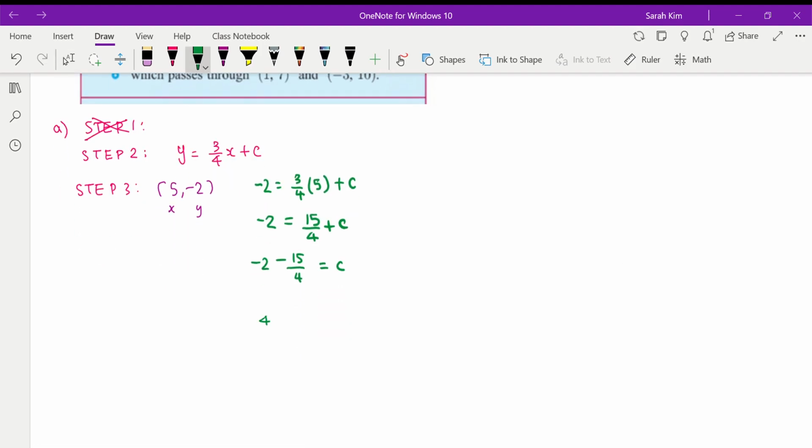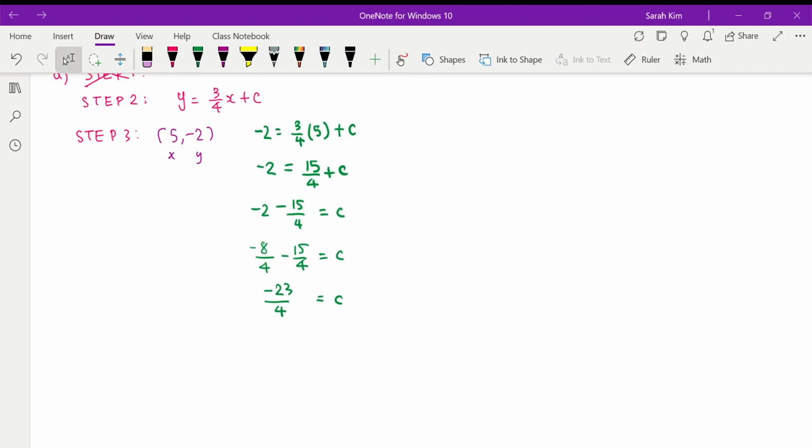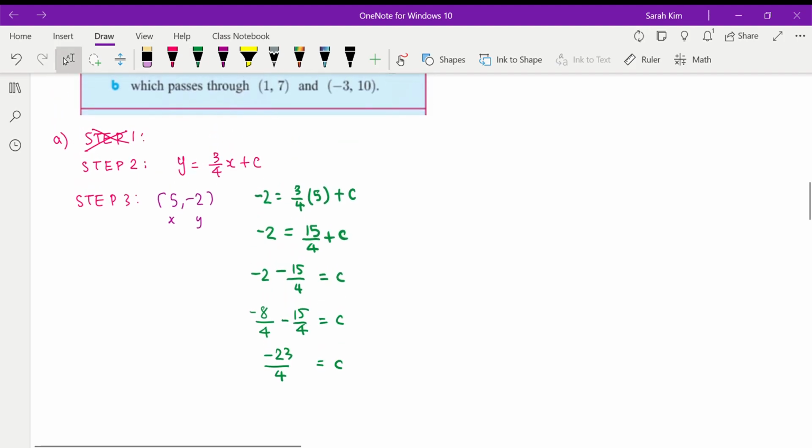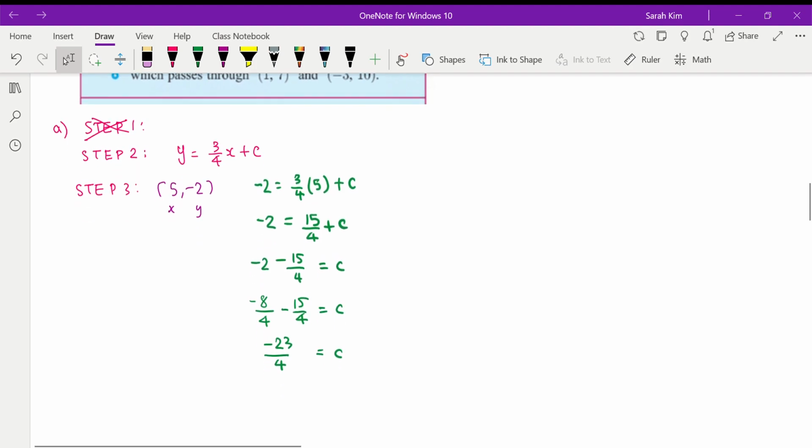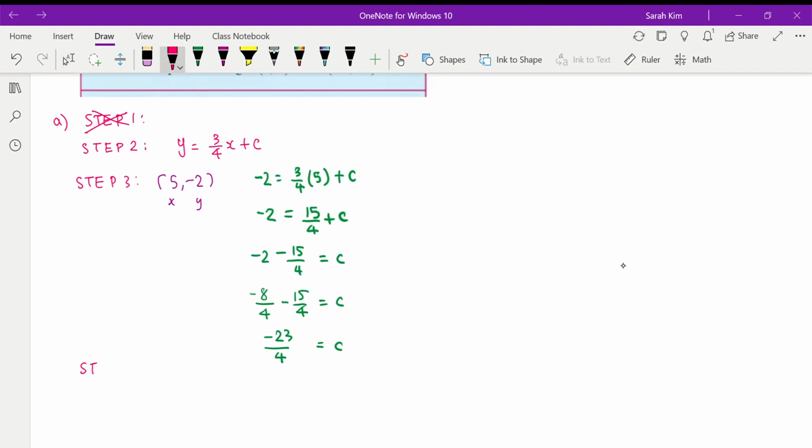You can obviously do that in the calculator, but I don't have it on me again. So I'm just going to do it manually, which is called adding fractions. So I get minus 23 over 4. Hopefully that's the answer you got on your calculator as well. Okay, so basically step 4 is to write your final equation. So this is what I get. y equals 3 over 4 x, take 23 over 4.